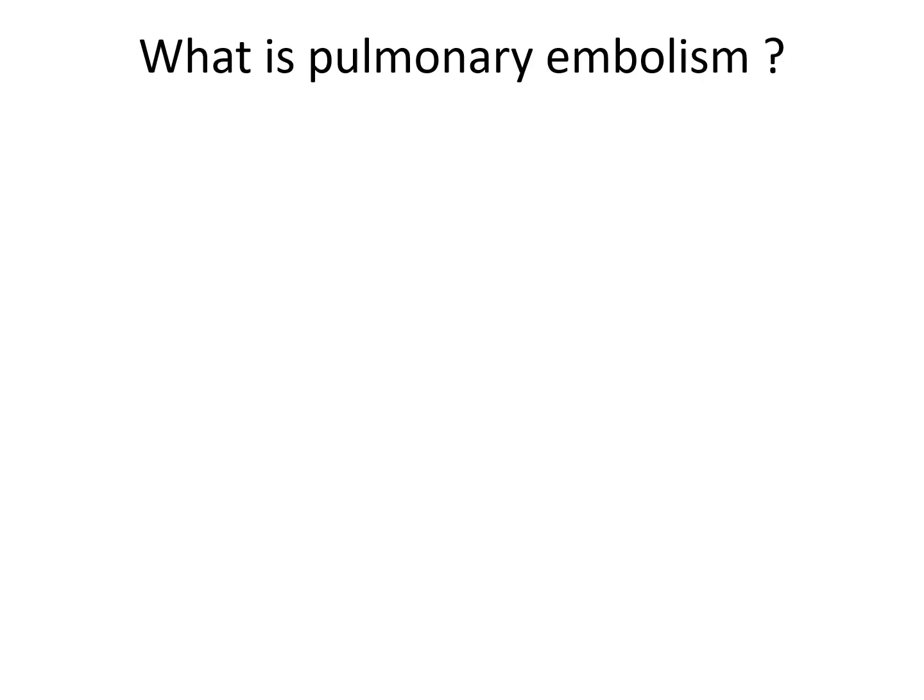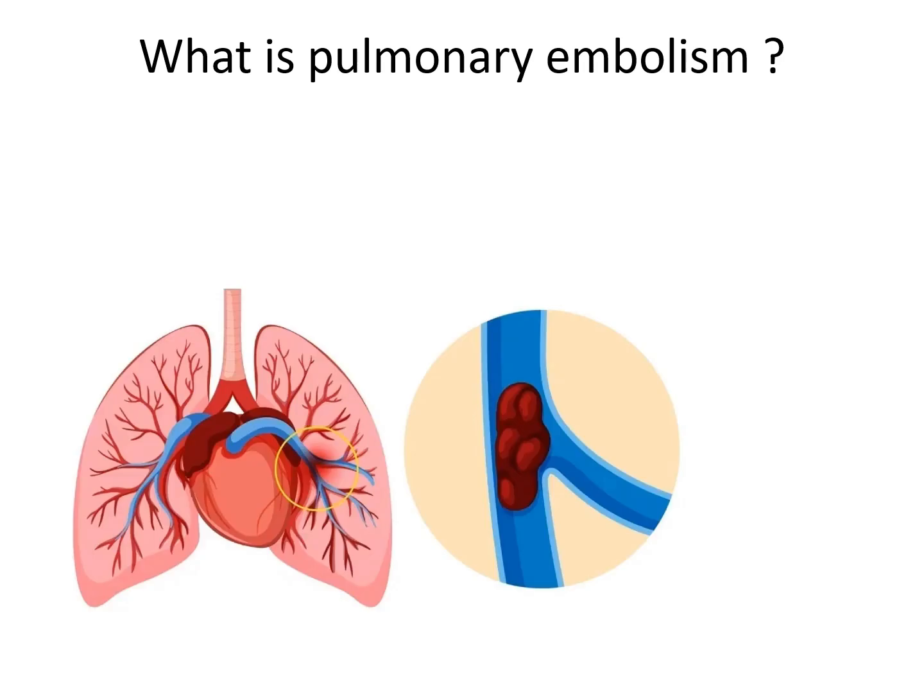What is pulmonary embolism? Pulmonary embolism is a thrombus or embolus lodging into the pulmonary artery, leading to the cutoff of blood supply to the lung. So this is a serious life-threatening condition. This is the definition of pulmonary embolism.